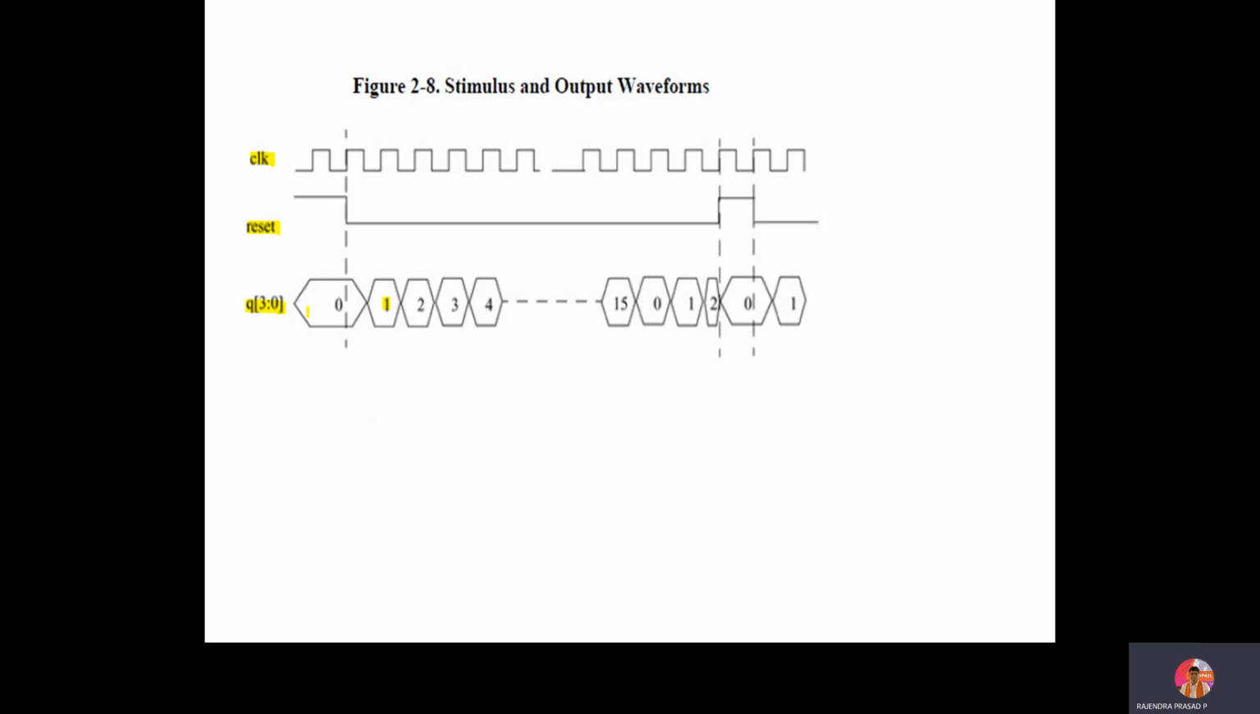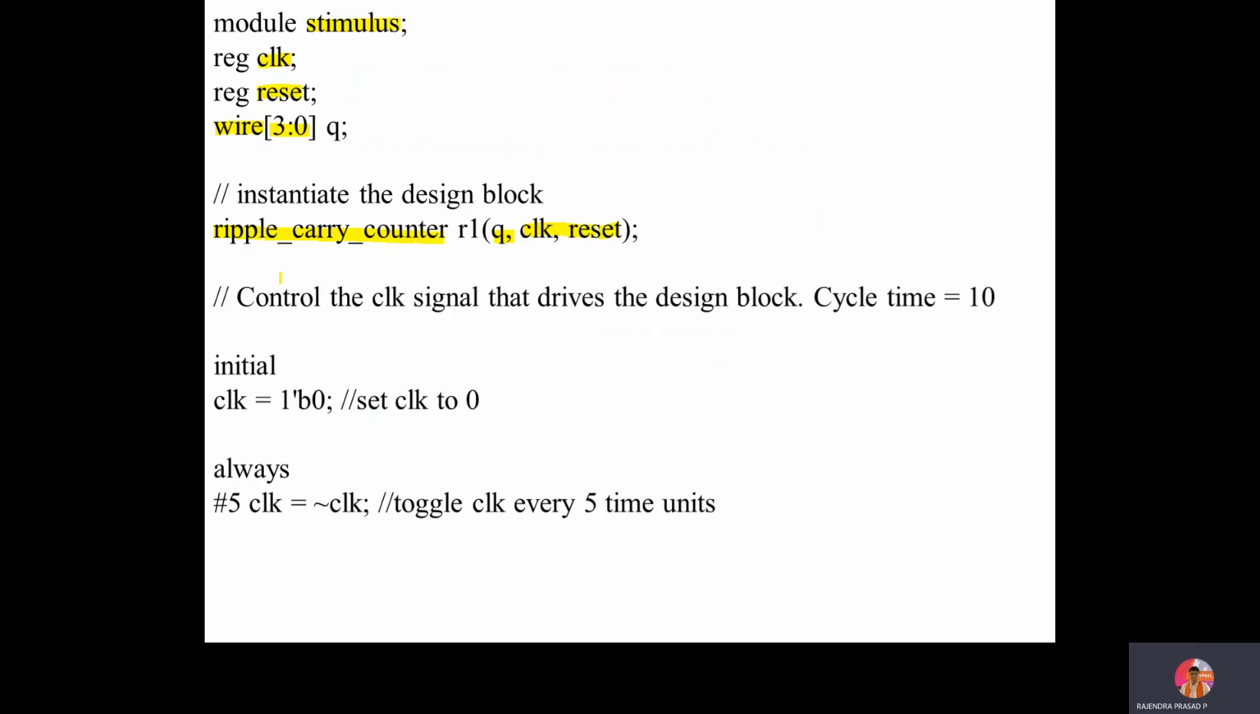Right. So now what do I have to do? I should initialize this clock. So initially the clock value is 0 and after 5 seconds, let me say 5 seconds, the clock value changes from 0 to 1. So I need to write a program for this. So how am I going to write? Initially my clock value is 1 bit 0. Set clock bit to 0. Right. Always #5, which means for every 5 seconds, clock equals not of clock.